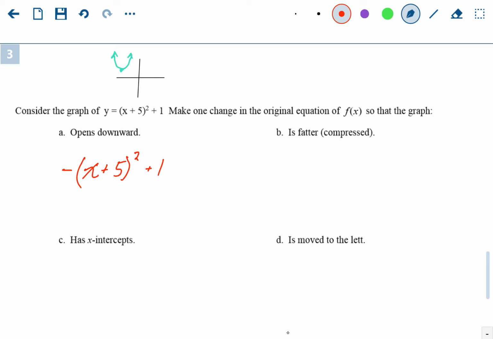Okay. So you pick any fraction less than 1, most commonly 1/2. You could do 1/3, you could do 2/3, any fraction less than 1. So we're just going to do the same exact equation, put a 1/2 in front.